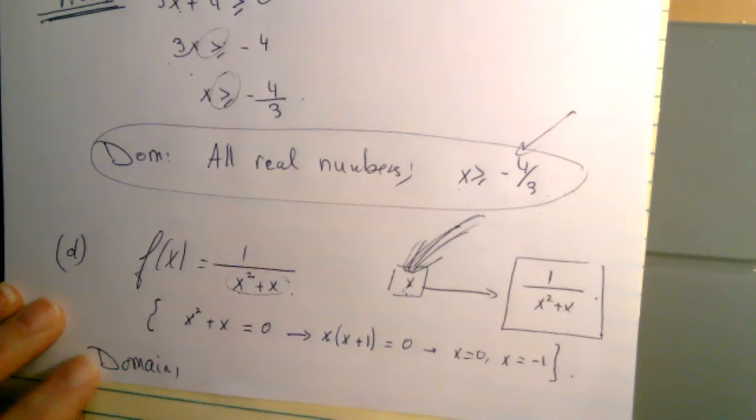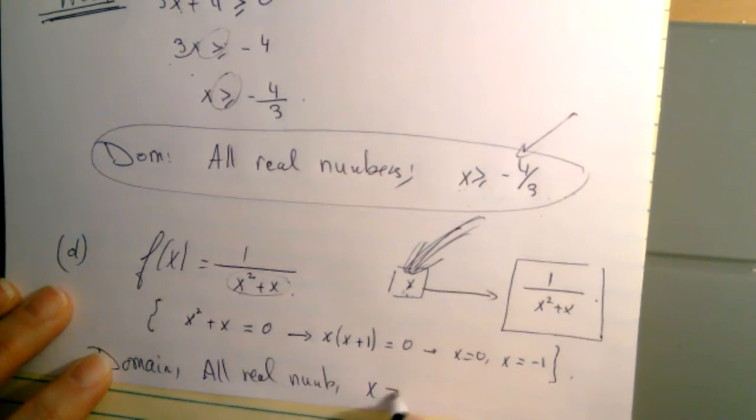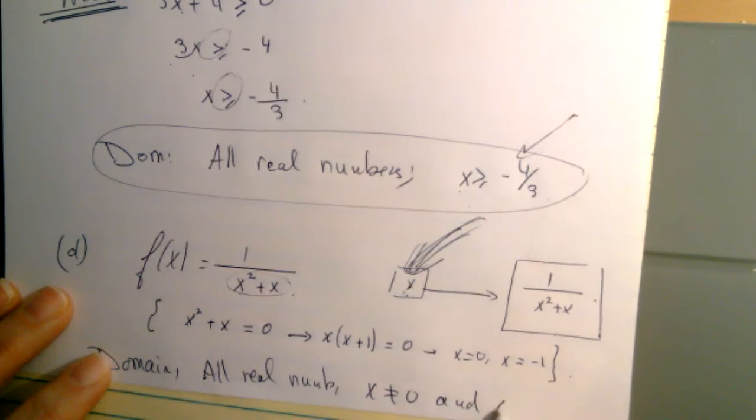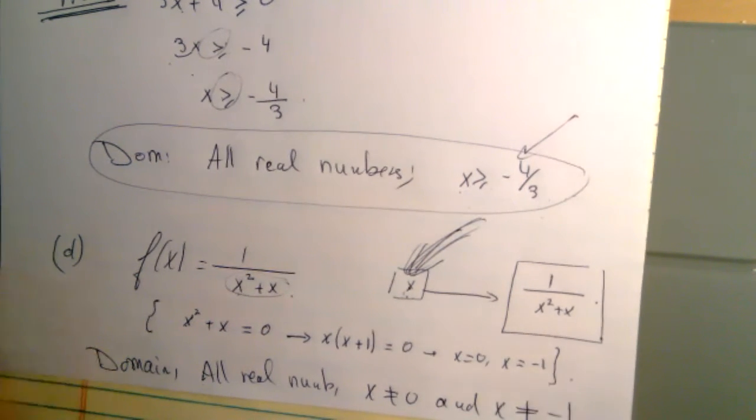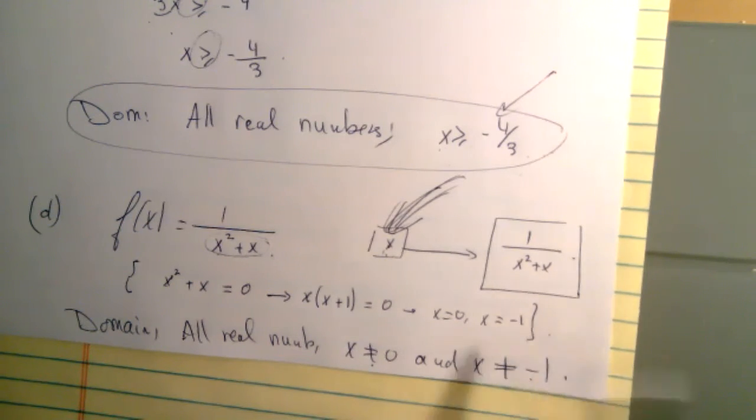1 over 0. So the domain is going to be all real numbers where x is different from 0 and x is different from -1. So those are the domain. Anything except 0 and -1. Anything else will be all right. Okay.